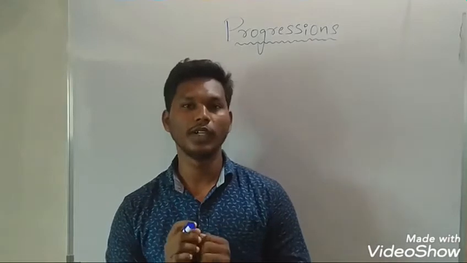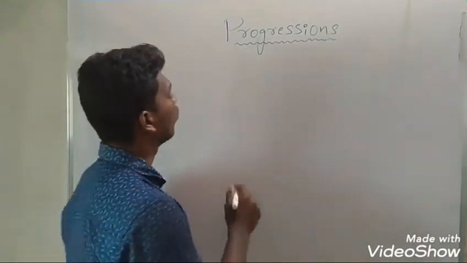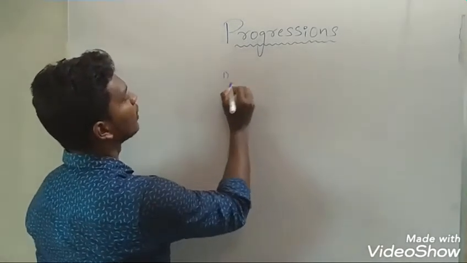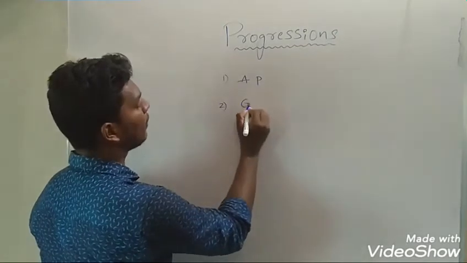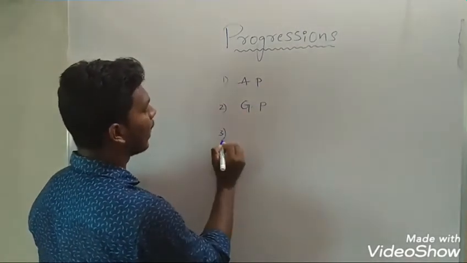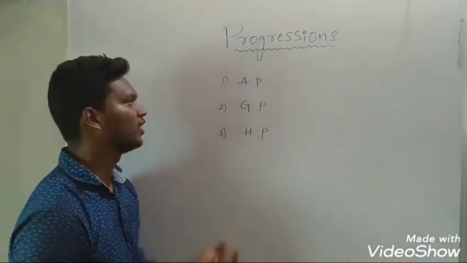In this lesson, you are going to learn a topic that is based on progressions. Progressions are mainly of three types. The first one is AP, the second one is GP, and the third one is HP. These are the three progressions which we have.